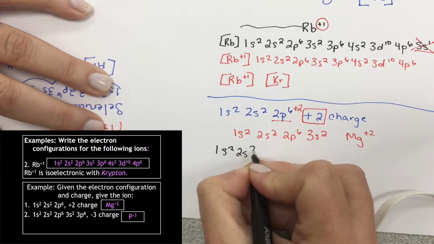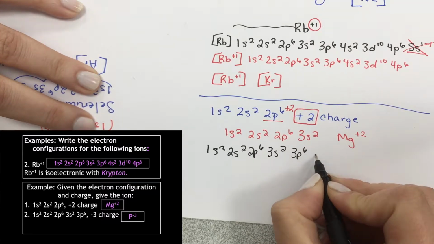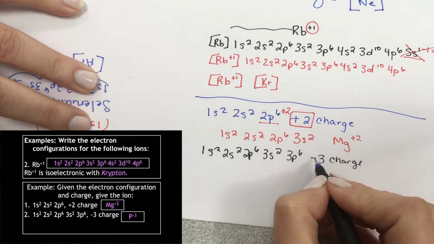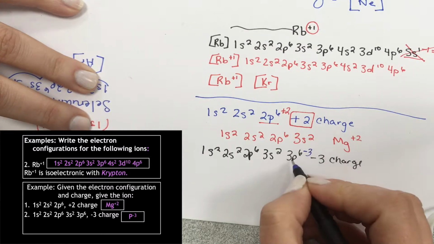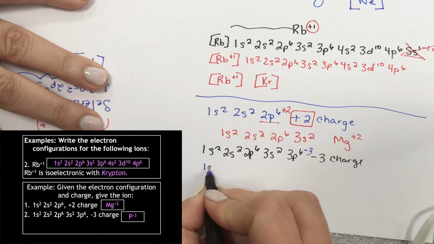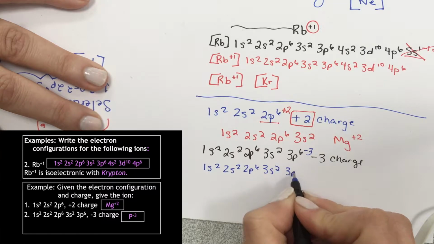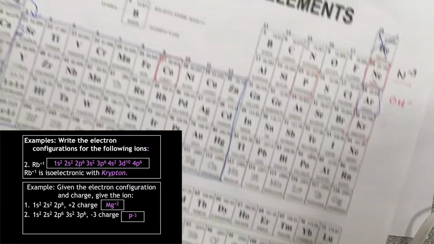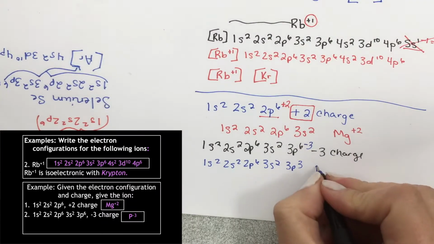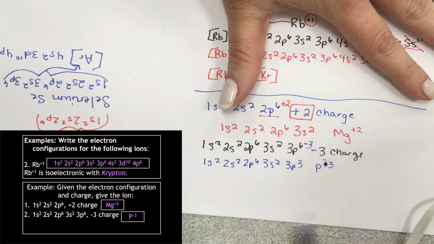1s2, 2s2, 2p6, 3s2, 3p6 with a -3 charge, okay? So what we do is we're going to subtract 3 from this, and that's going to be okay because there is a 3p3, right? So you do the same thing: 1s2, 2s2, 2p6, 3s2, 3p3, okay? So 3p3, that's 1, 2, 3, that's phosphorus, and phosphorus has a +3, -3 charge, okay?